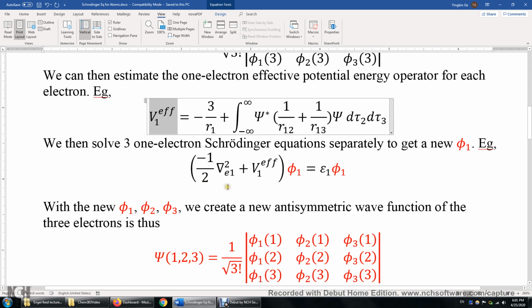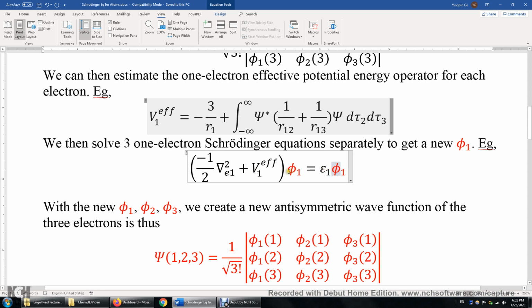Alright, now we have a 1 electron Schrodinger equation. This is the kinetic energy of electron 1. This is the effective potential energy operator for electron 1. Together, that's the effective total energy for electron 1. We solve this 1 electron Schrodinger equation. We get epsilon 1. Supposedly, that's the energy of electron 1.